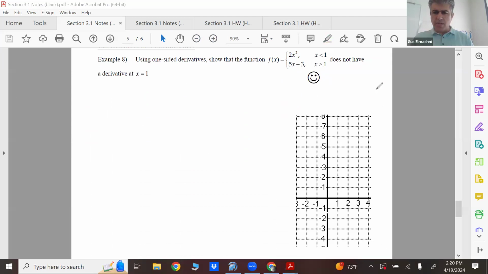So y equals 2x squared, I know it looks like this. Starting at 1, it should be 2, but it's a hole there, right? Plug in 2, I should get 8, I think. Is that right? Yeah. And then here, 5x minus 3. But plug in 1, I do get 2, and slope is 5.